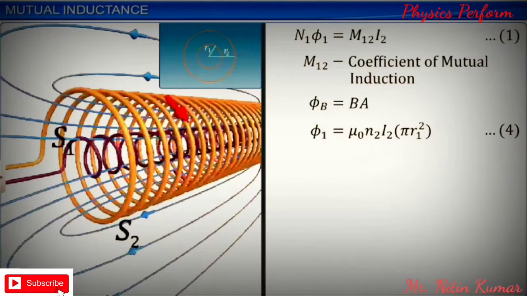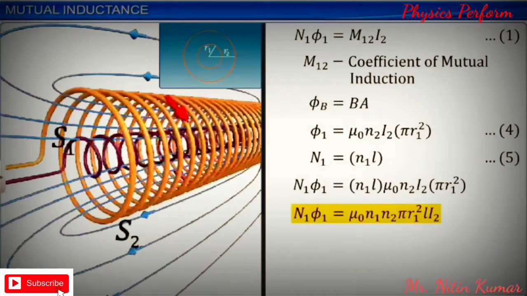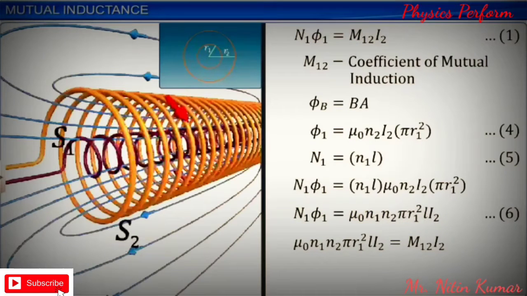Also, we know that N1 is equal to n1 L. Let this be equation 5. On multiplying equations 4 and 5 and simplifying the right-hand side, we get the expression N1 phi 1 equal to mu naught n1 n2 pi R1 squared L I2. Let this be equation 6. Equating the right-hand side expressions of equation 6 and equation 1 and simplifying, we get M12 is equal to mu naught n1 n2 pi R1 squared L. Let this be equation 7.